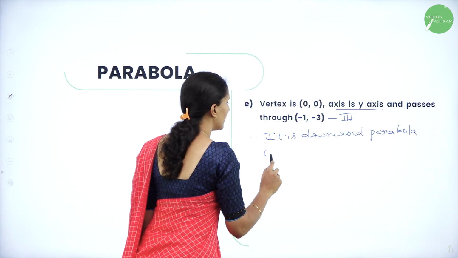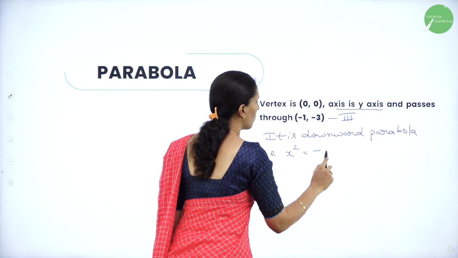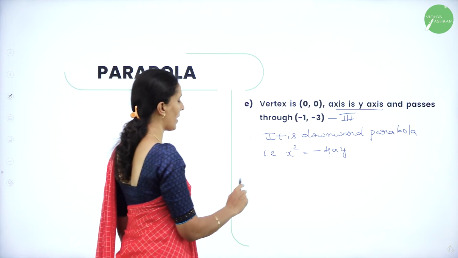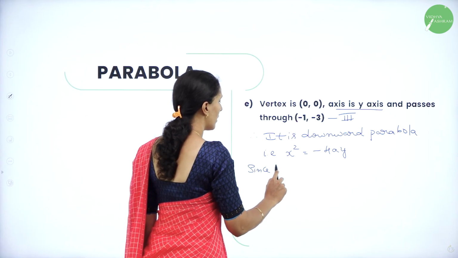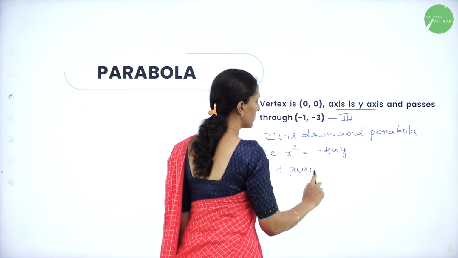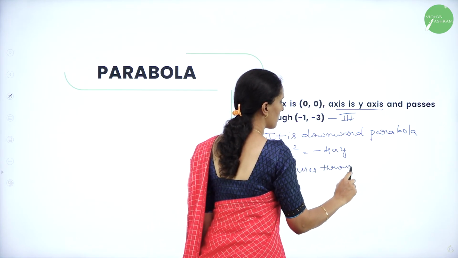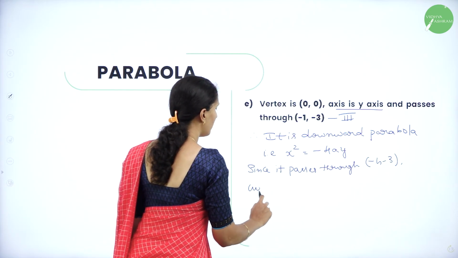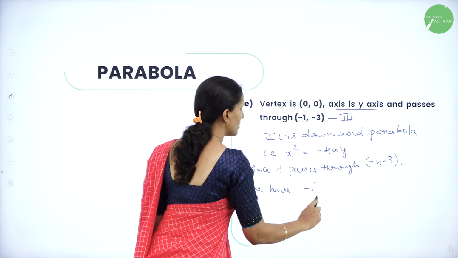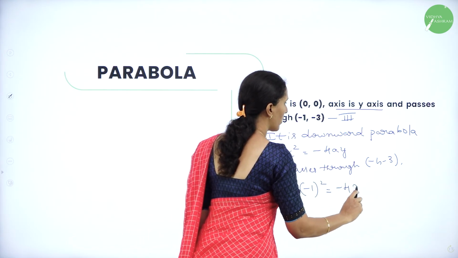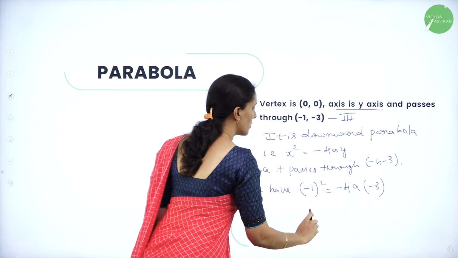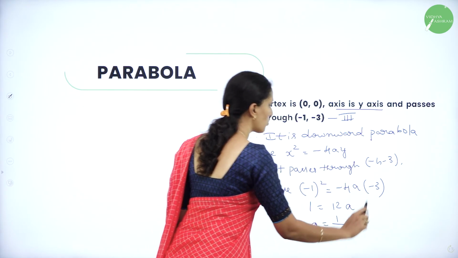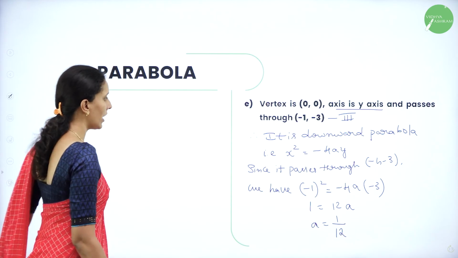So the general equation is x square is equal to -4ay. And given it passes through (-1, -3), we have (-1) whole square is equal to -4a into -3, which is 1 is equal to 12a, or a is equal to 1 by 12 now.